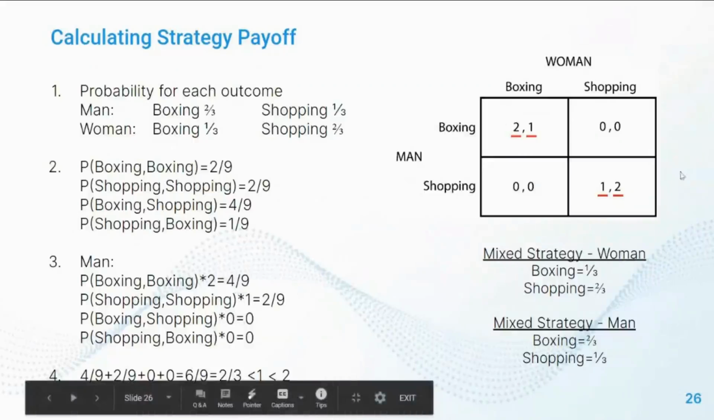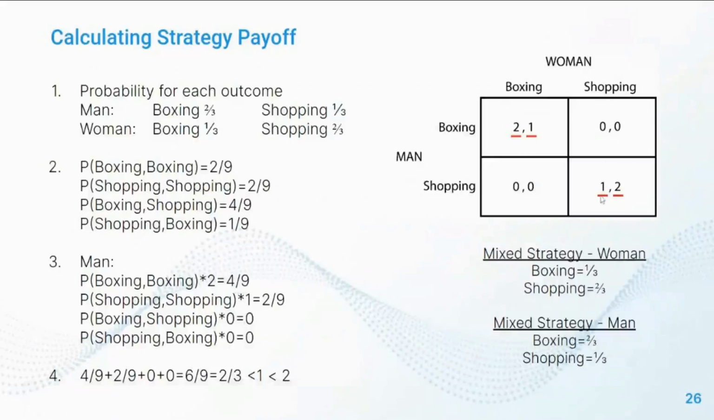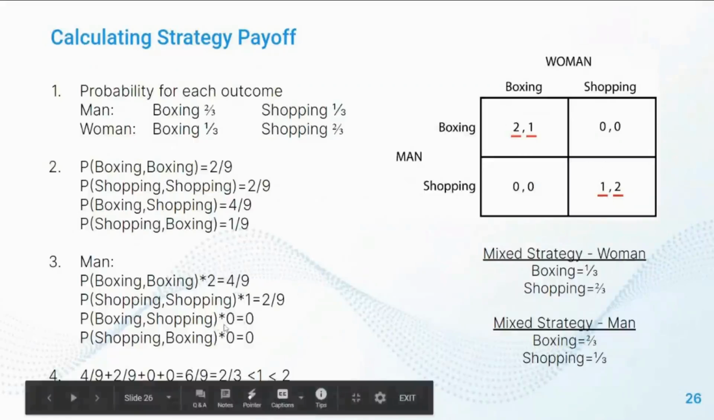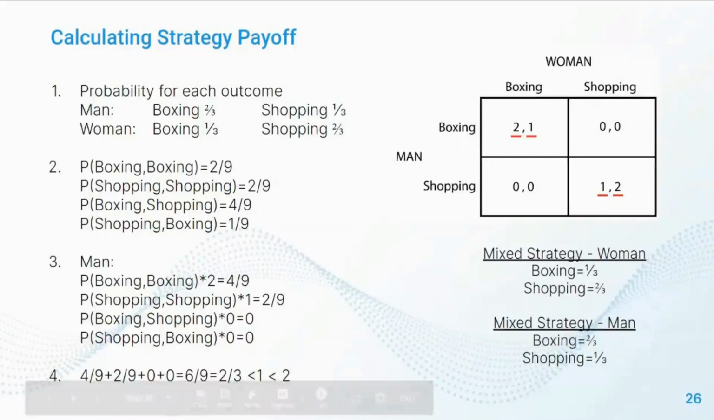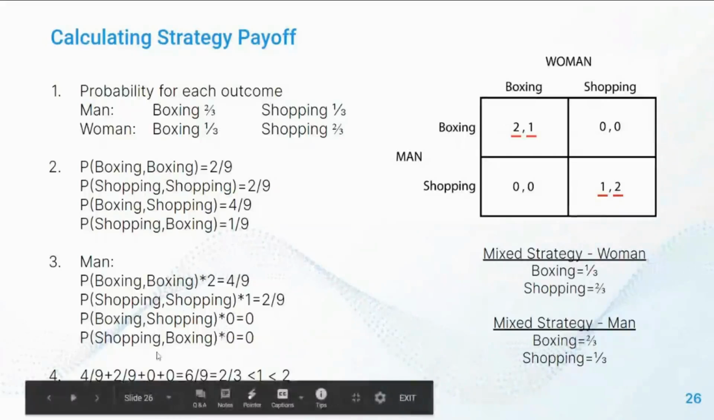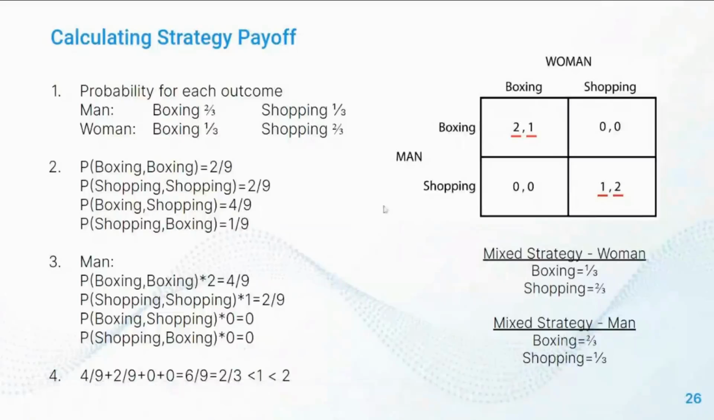For shopping and shopping, utility is 1 for the woman, for the man. And then you have this situation where he's not too happy when he's not spending time with his wife. So you multiply both probabilities with 0, since that will make no sense to do. And the same thing goes for the woman, since it's just like the inverse situation where she would prefer shopping and shopping. It would be at 4 over 9. And then for boxing, her utility would be 2 over 9.